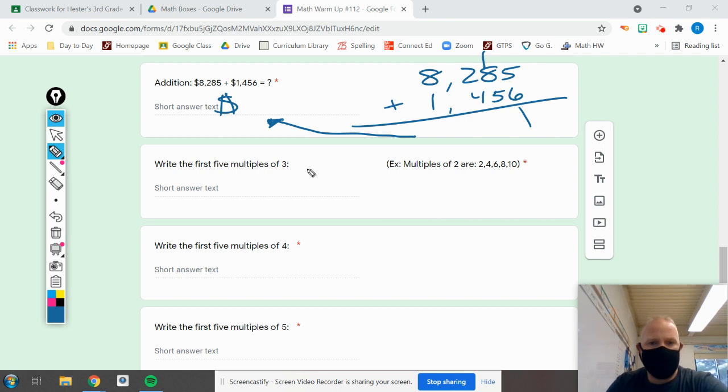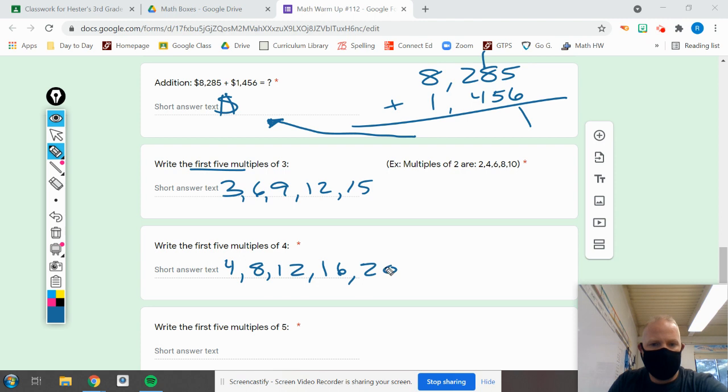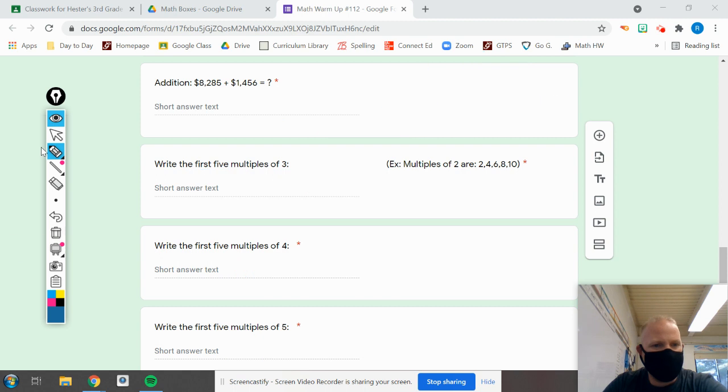Next, we're going to write the multiples of 3. So here we go, up to 5 times, which is 15. So we have 3, 6, 9, 12, 15. Multiples of 4: 4, 8, 12, 16, 20. 5s: 5, 10, 15, 20, 25. If you need the notes, pause the video.